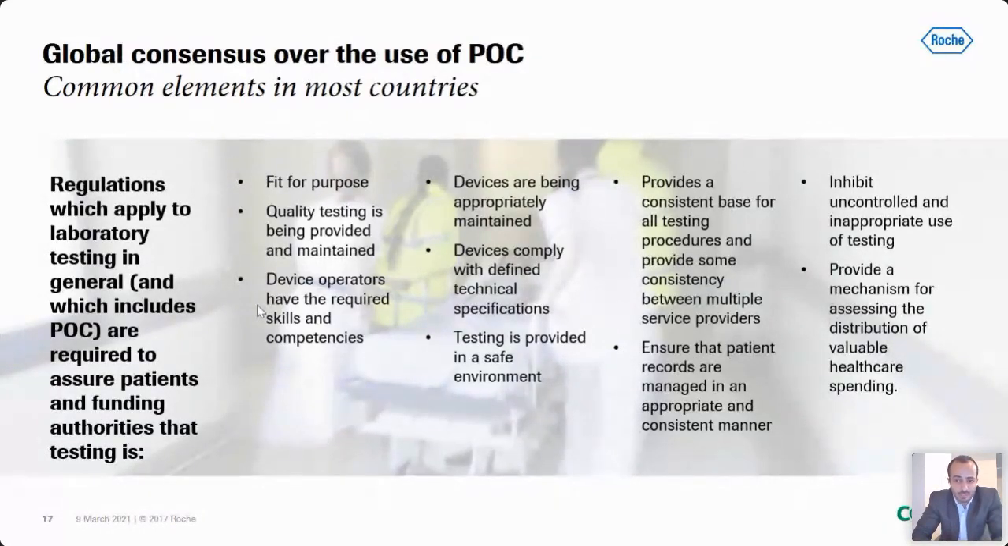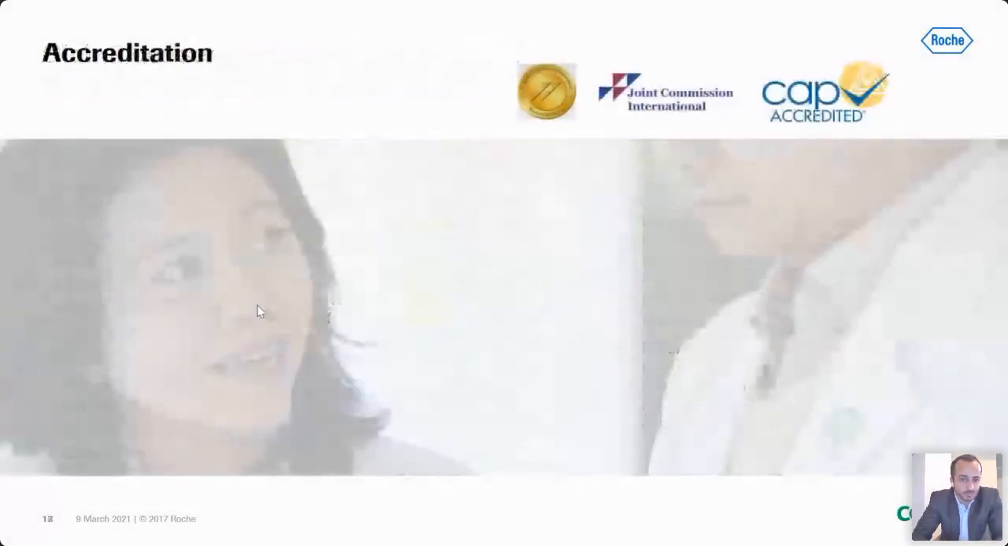Ensure that patient records are managed in an appropriate and consistent manner. When it comes to record management, maybe later on we will see that one of the most common findings or deficiencies cited by CAP is document control and records management. Inhibit uncontrolled and inappropriate use of testing, and also provide a mechanism for assessing the distribution of valuable healthcare spending.